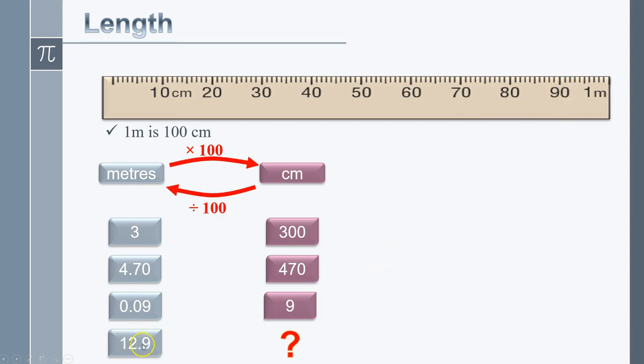And then the final one, we've got 12.9 metres. So if we turn that into centimetres, times by 100, so 12 metres would be 1,200, and then the 0.9 is another 90, so that's 1,290 centimetres.